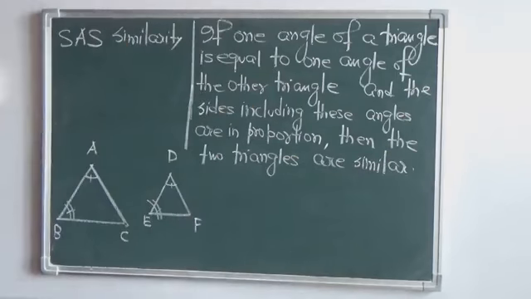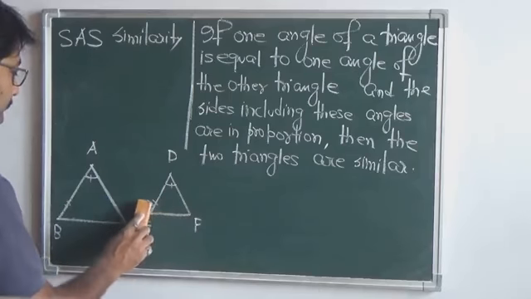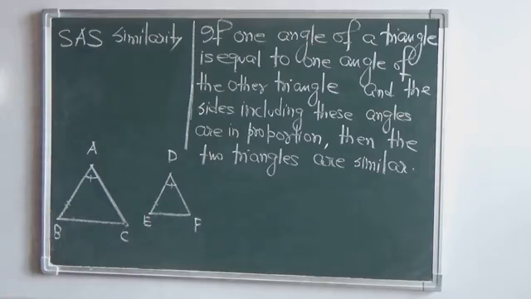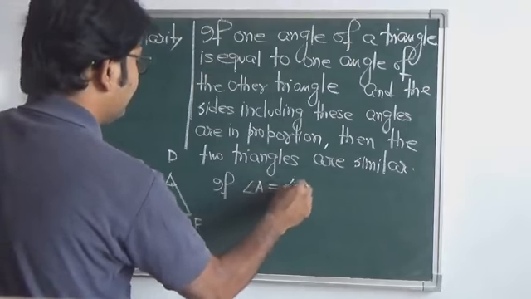So read it carefully. If one angle of a triangle is equal to one angle of the other triangle, and the sides including these angles are in proportion, then the two triangles are similar. So if we talk about angle A and angle D, angle A and angle D are equal.